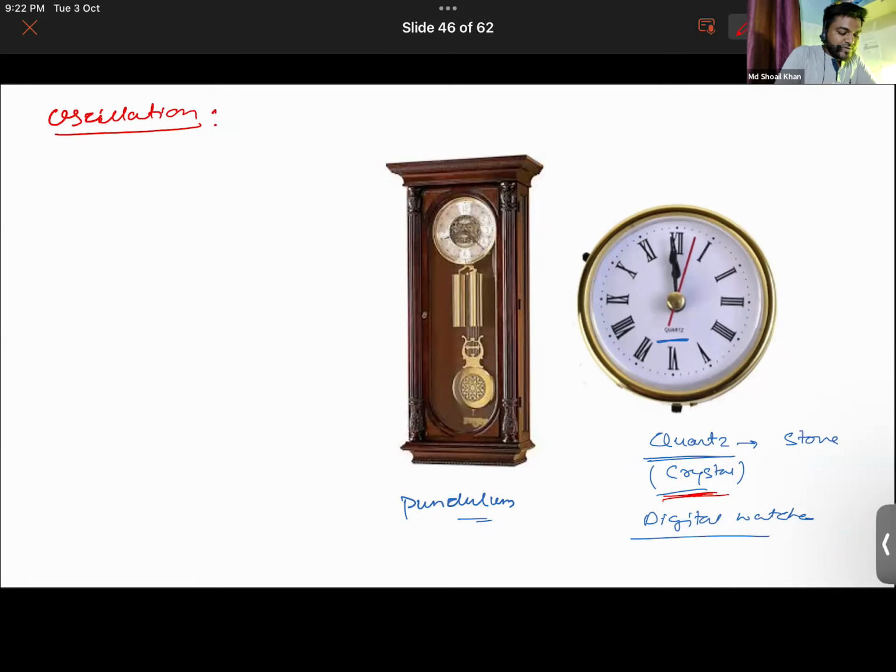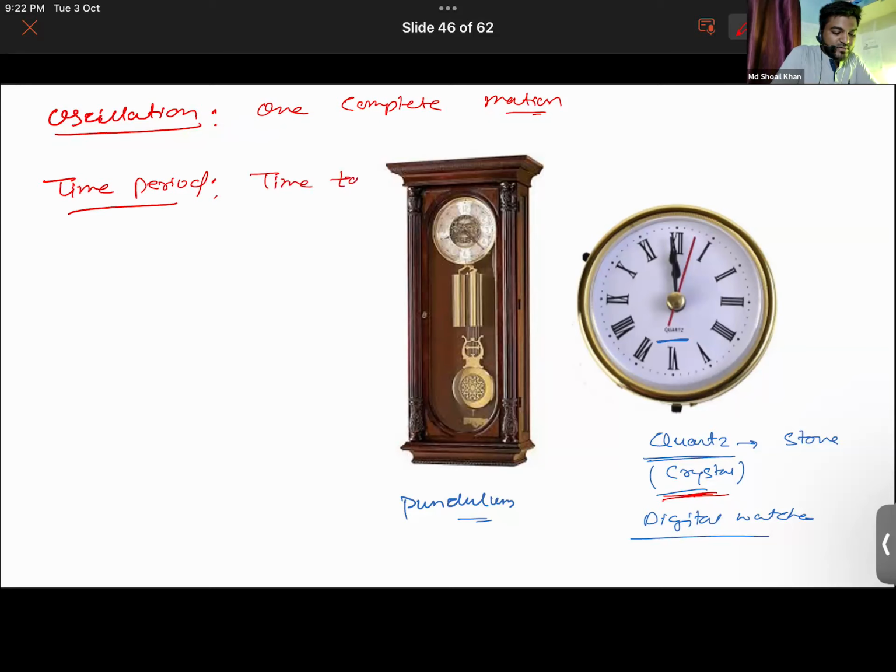Okay, oscillation is simply one complete motion done by the pendulum. That is called an oscillation. And time period is basically what? Time taken by the pendulum to complete one oscillation.